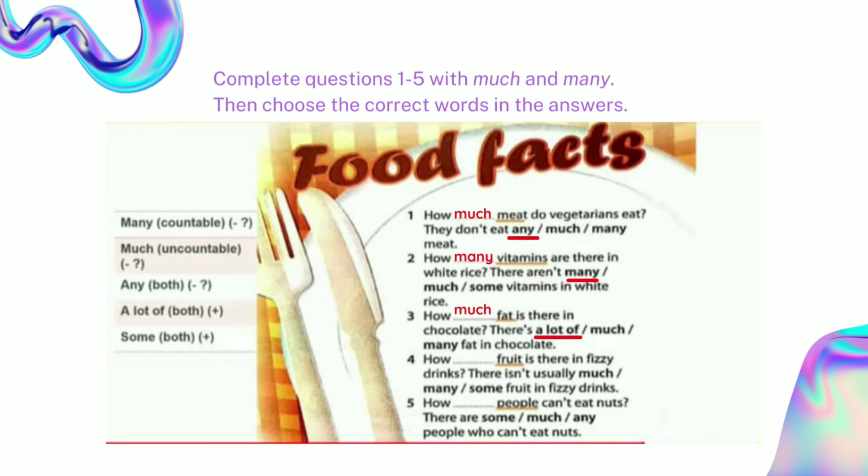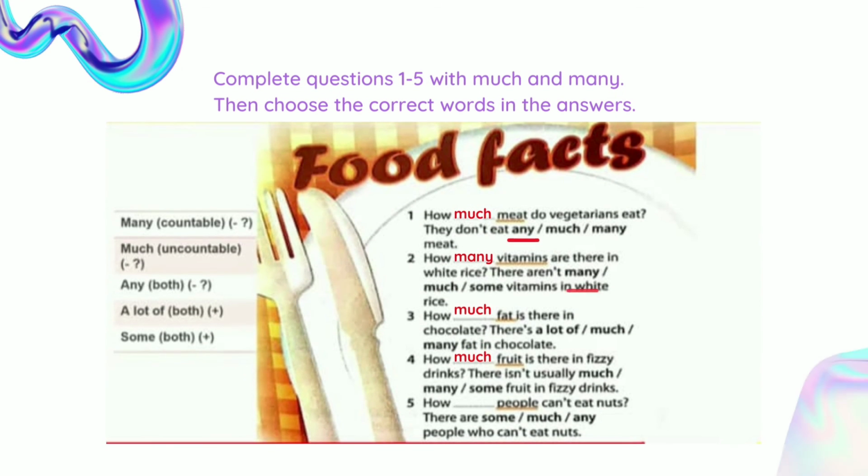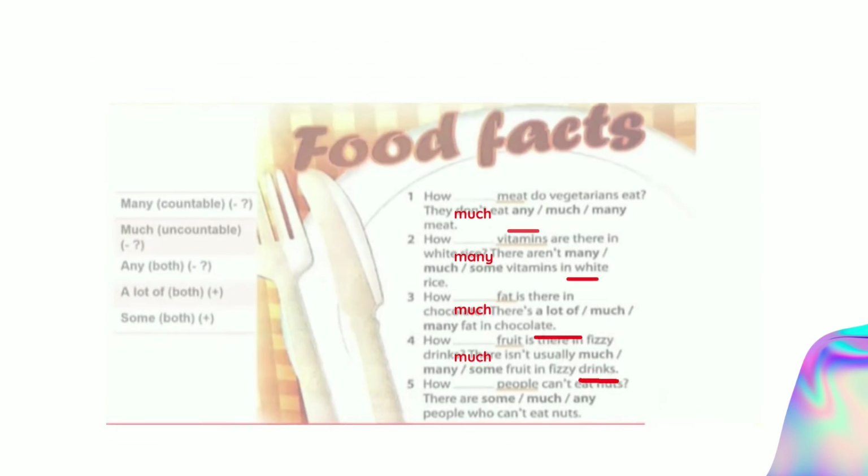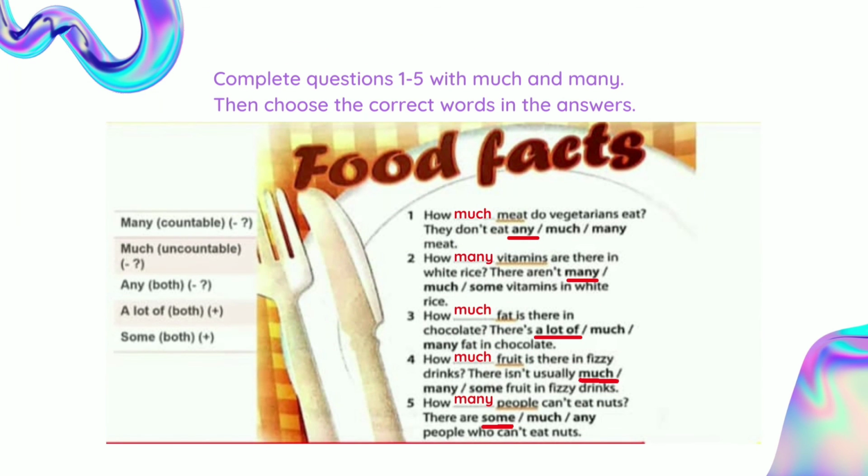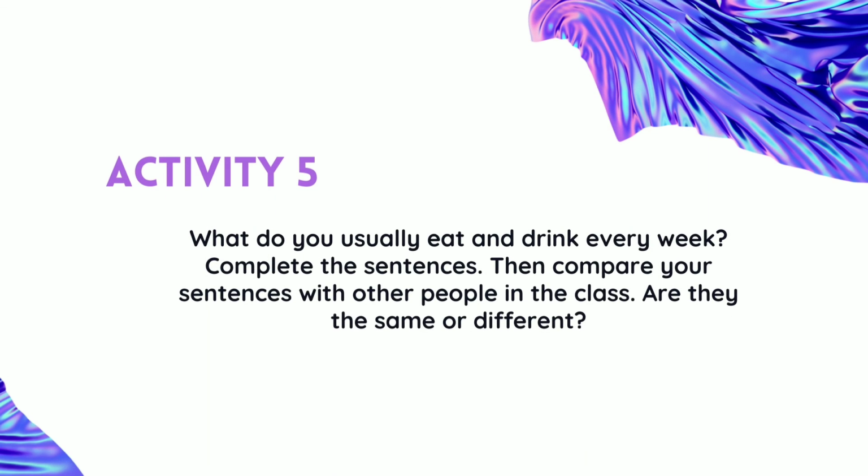Number 4. Fruit. Fruit is uncountable. The answer is much. How much fruit is there in fizzy drinks? There isn't much fruit in fizzy drinks. Number 5. People. People are countable. The answer is many. How many people can't eat nuts? There are some people who can't eat nuts.